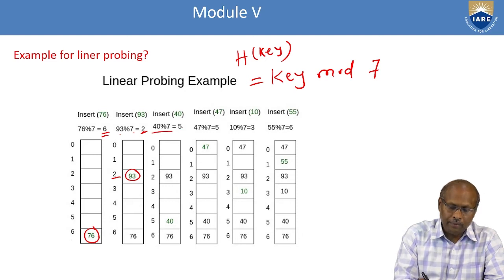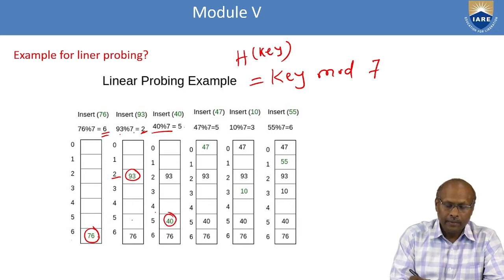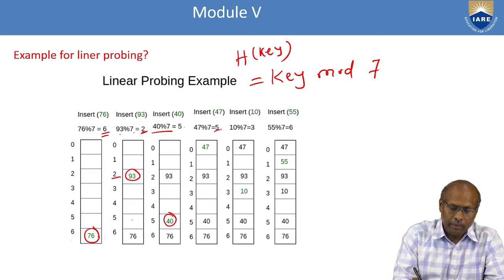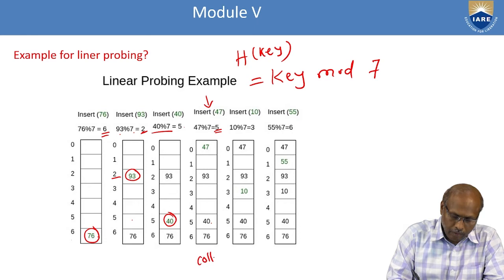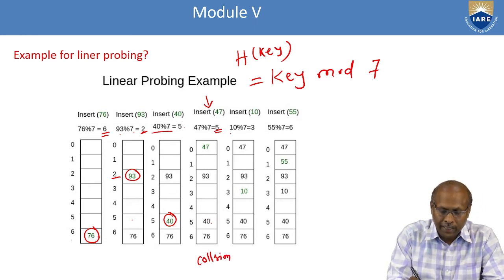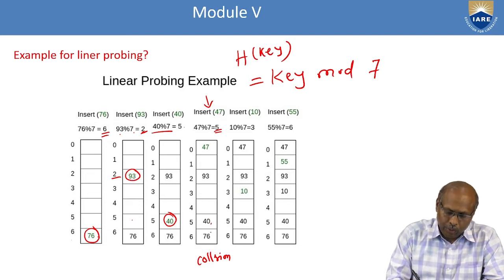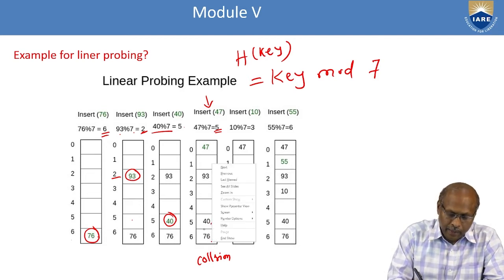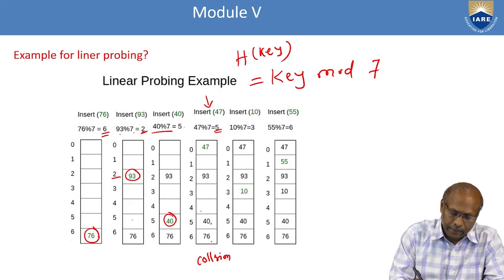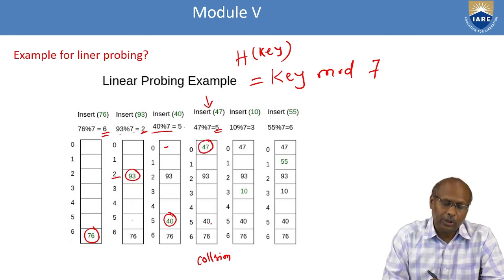Next 40 modulo 7. 5. So go to 5th place. 5th place is free. So store 40. Next 47. 47 modulo 7, that is 5. But in the 5th place already data is there. So there is a collision. So when a collision occurs, I have to find an empty slot for storing my 47. Where should I store? I have to go to the next place, but next place already 76 is there. So then I should go to an empty place. In the empty place, 0th place is empty. So there I can store 47. So that means you have to find the next empty slot.